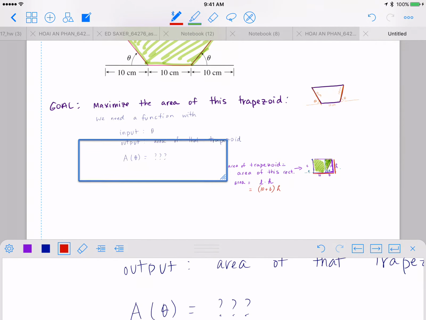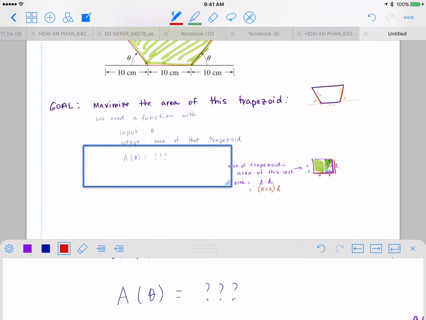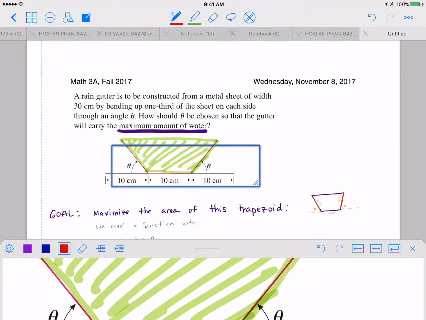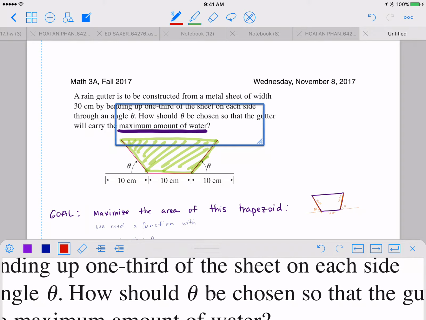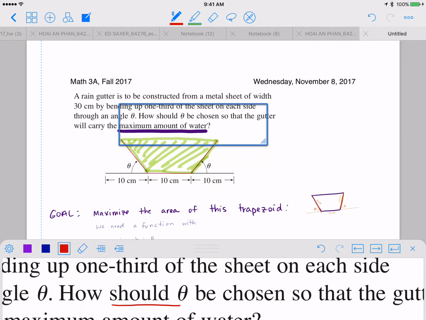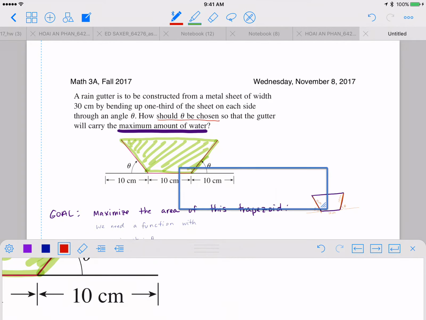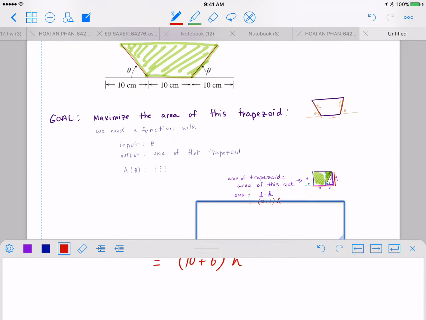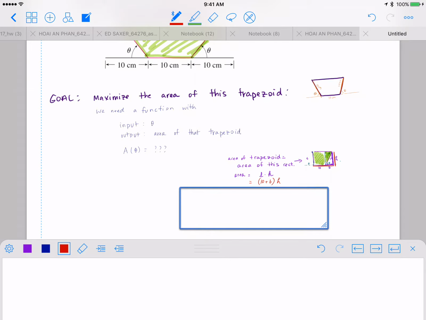Now, are we done? No, because we need a formula in terms of theta, since we're trying to maximize the area of the trapezoid with respect to theta, right? It says, how should theta be chosen, okay? So what this means is we need to find the relationship between b and theta, and what's the relationship between h and theta?